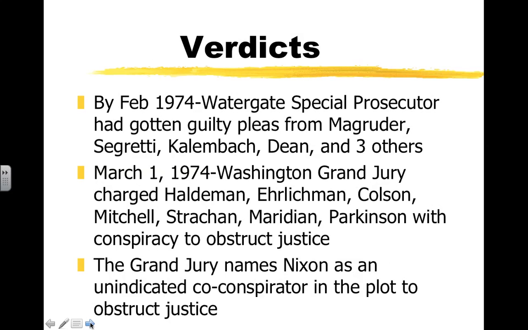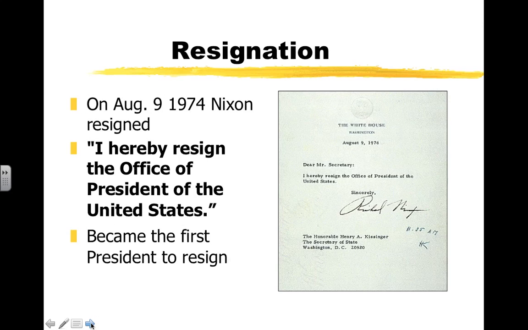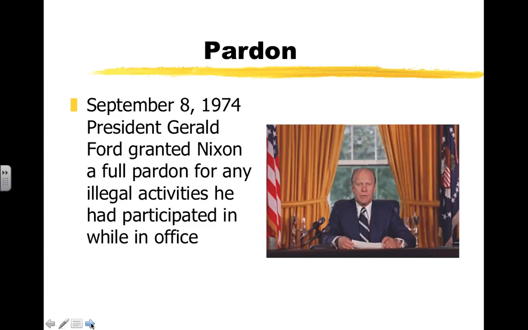You see the men that were charged, and then the grand jury names Nixon as an unindicted co-conspirator in the plot to obstruct justice. So again, he's not found in violation of Watergate, but he's obstructing justice by not revealing information that he was supposedly aware of. So in '74, he resigns instead of being impeached, and he'll be the first president to resign in American history. When Gerald Ford takes office, he will pardon Nixon from all illegal activities associated with Watergate, which again demonstrates Gerald Ford's ineptness in satisfying what the public wants.